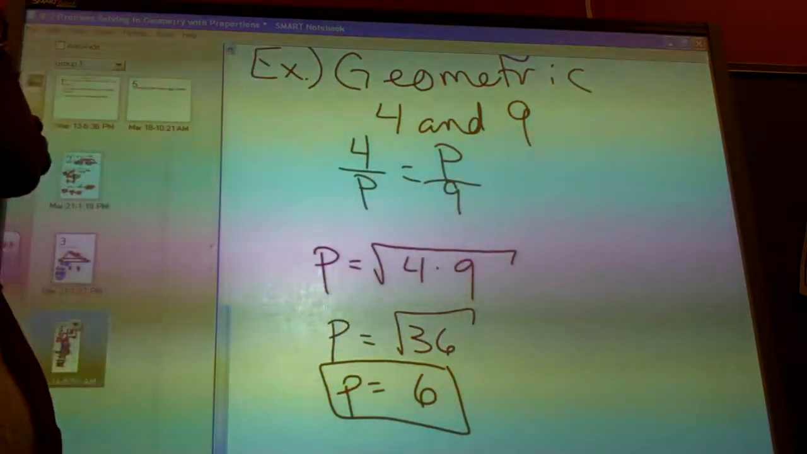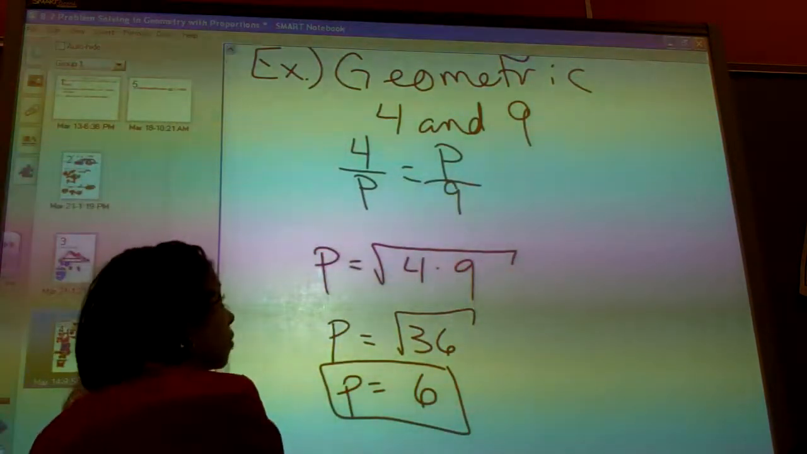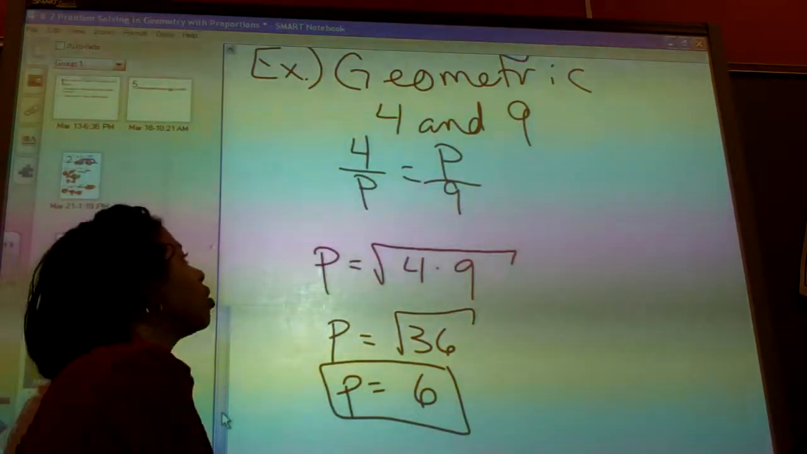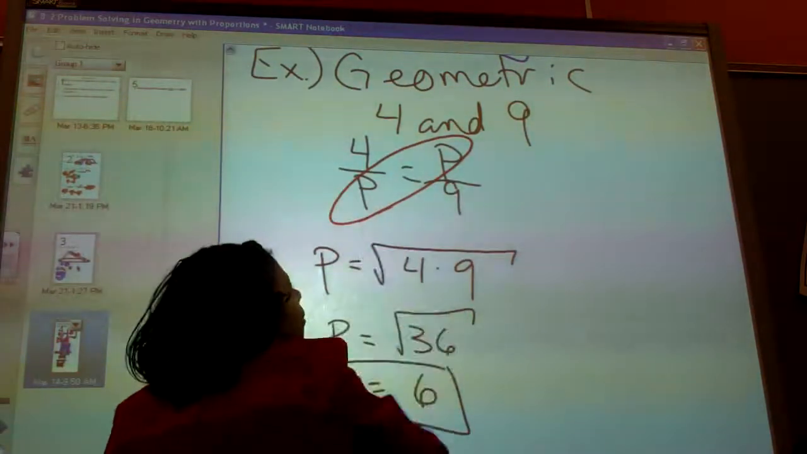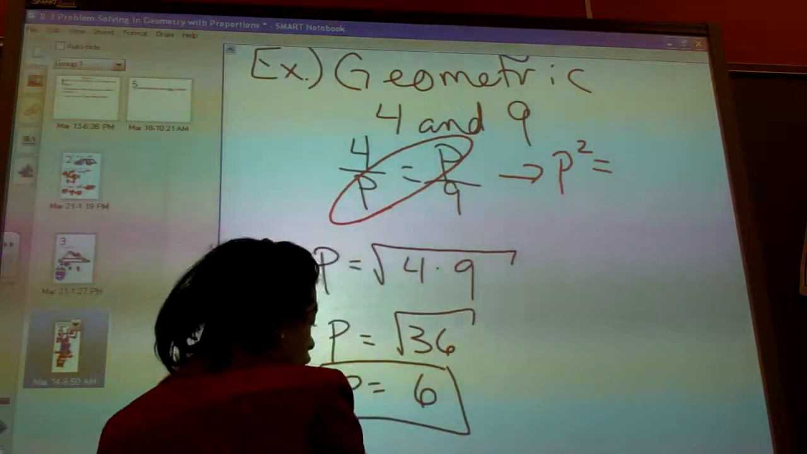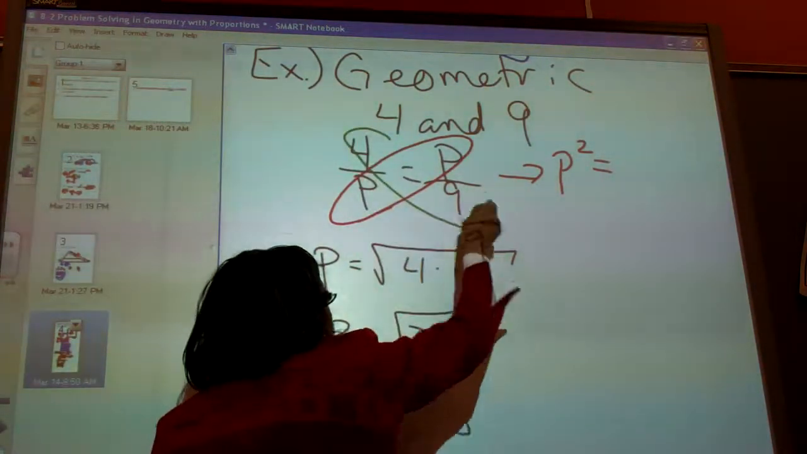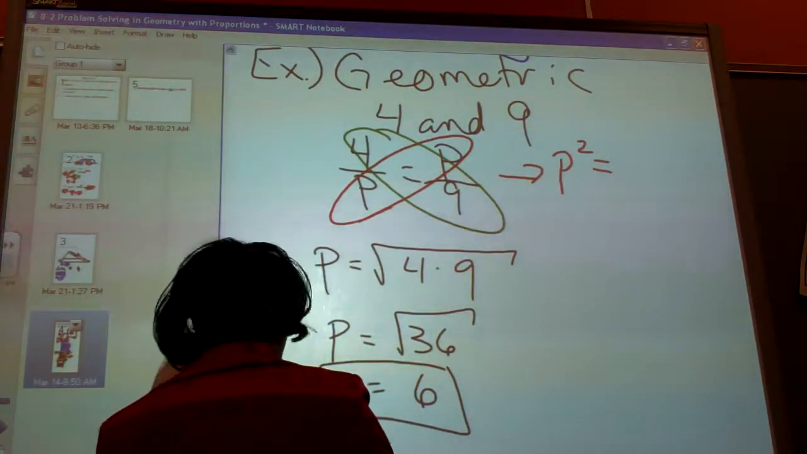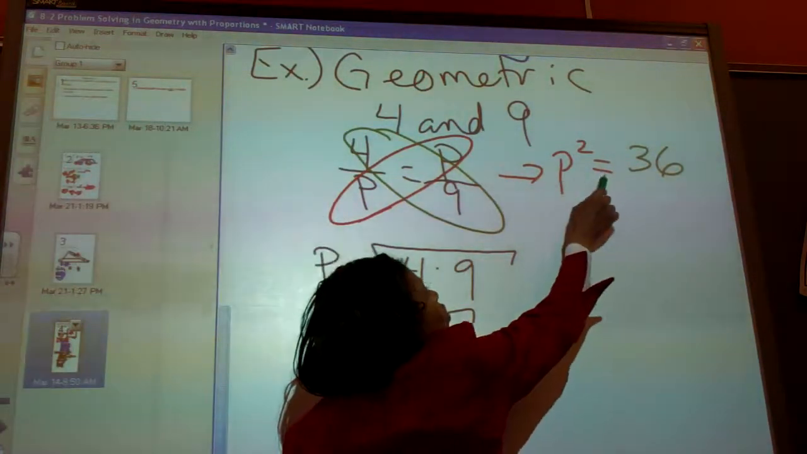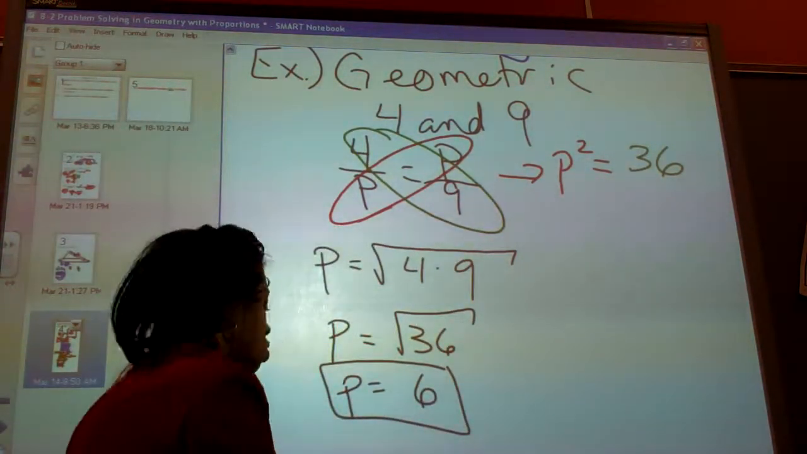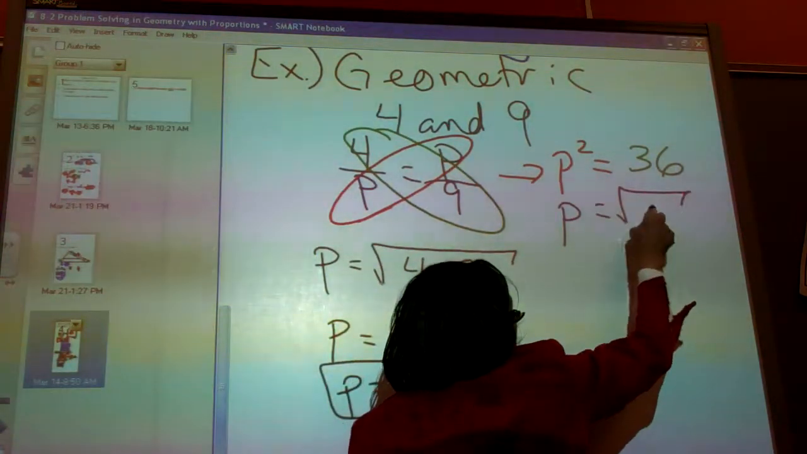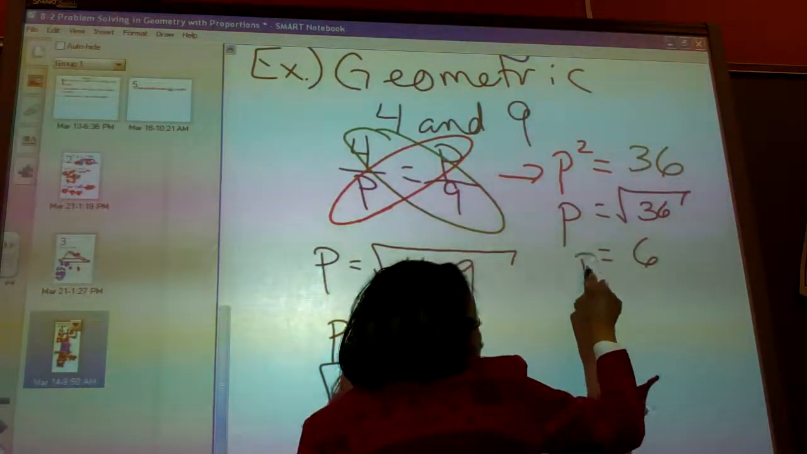Now let me show you really quickly. If you know these are proportional, and you should because they say equal, you can easily see how you do it. Just cross multiply. P times P is P squared, and that equals the cross multiplication of the second one, 4 times 9, which is 36. P squared equals 36. What's the inverse of squaring a number? It's taking the square root. So to get P by itself, I'd take the square root of 36, which is still 6.